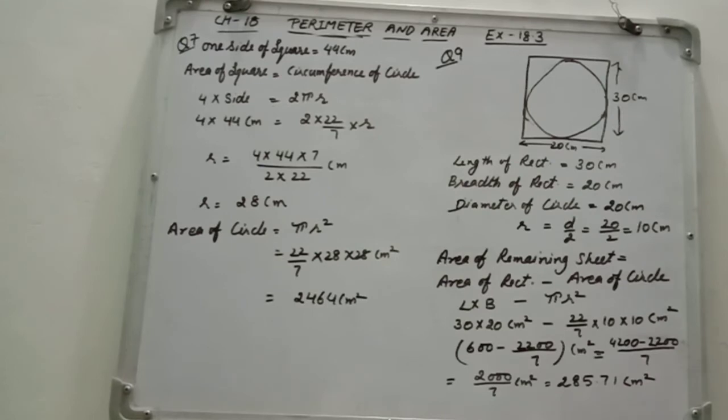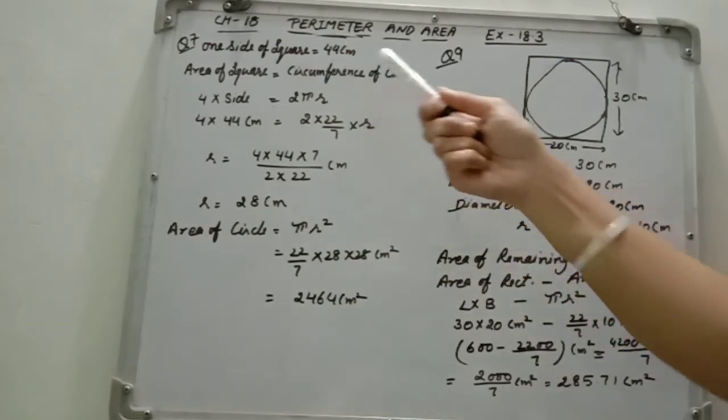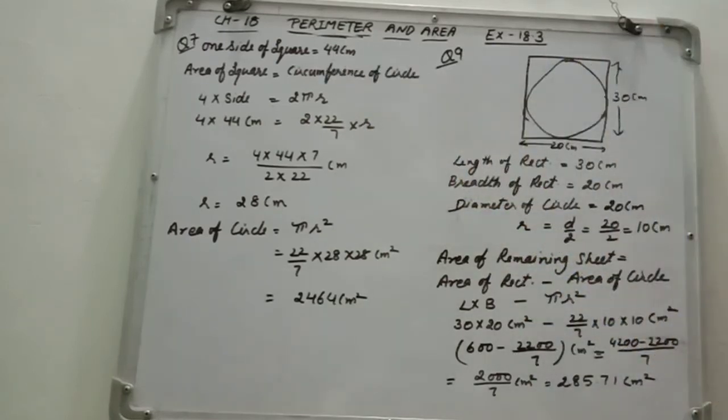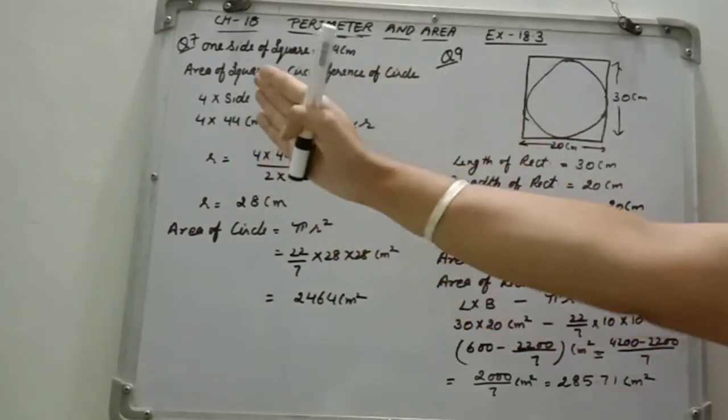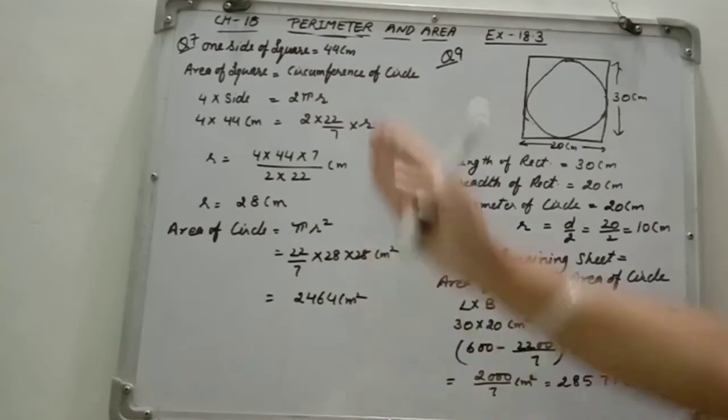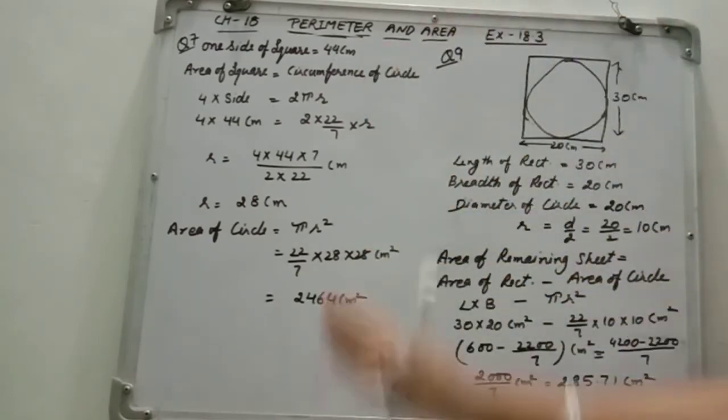Now see question number 7. In question number 7, one side of a square is given to you, 44 centimeter. And the area of the square is equal to the circumference of a circle. That is given to you. And they said find the area of the circle. Okay. So what is the perimeter of a square? 4 into side. Okay. And circumference of a circle is 2 pi r.